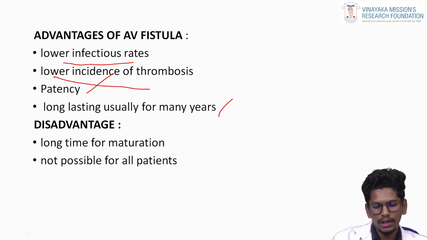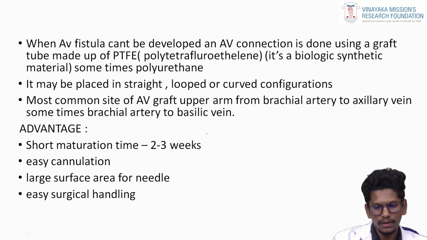Disadvantages are a long time for maturation, and it is not possible for all patients. When an AV fistula can't be developed, the AV connection is made using a graft tube made of PTFE, which is polytetrafluoroethylene. It's a synthetic material, sometimes polyurethane. It may be placed in straight, loop, or curved configurations.